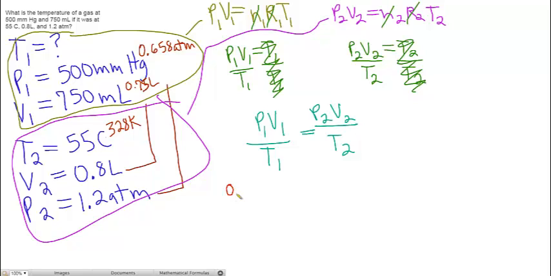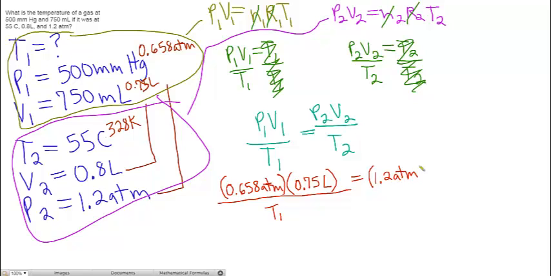P1 is 0.658 atm times V1, which is 0.75 liters, divided by T1, which we don't know, equals P2, which is 1.2 atm, times V2, which is 0.8 liters, divided by T2, which is 328 Kelvin. Now, how do I solve for this?